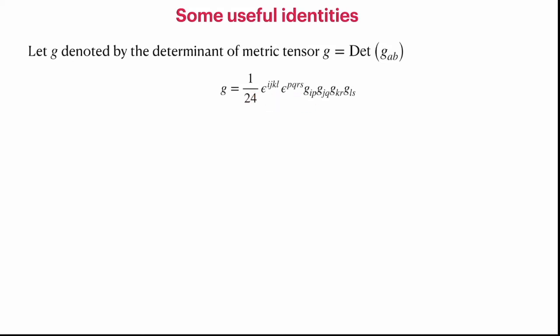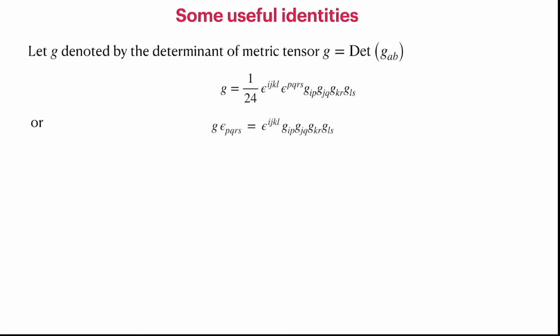So we have G is equal to 1 by 24 epsilon ijkl epsilon pqrs g_ip g_jq g_kr g_ls. This is what we have listed in one of the tutorials. So we have already seen this expression.